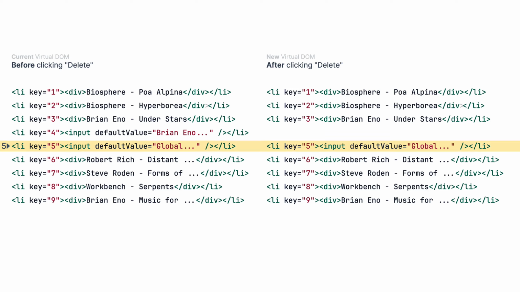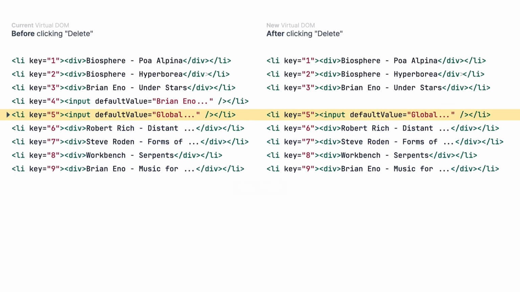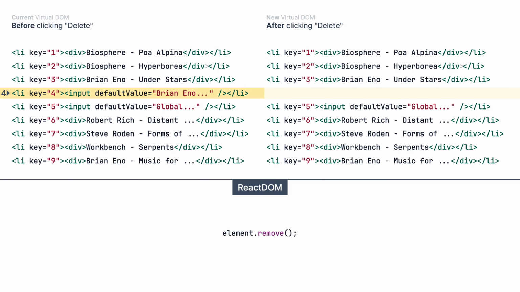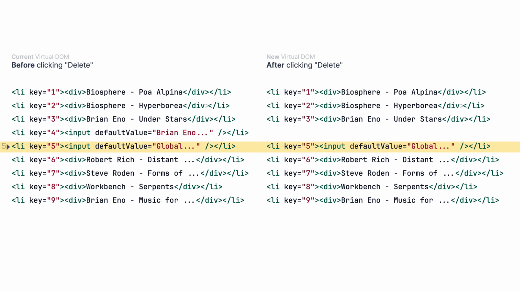The next one is the same, and so are all the others. So it knows now that it's not supposed to change the default value of the fourth element, but rather that it needs to remove it from the DOM. It also knows that it doesn't need to change all the elements that follow the Brian Eno item, like it did before, so it's more efficient as well.